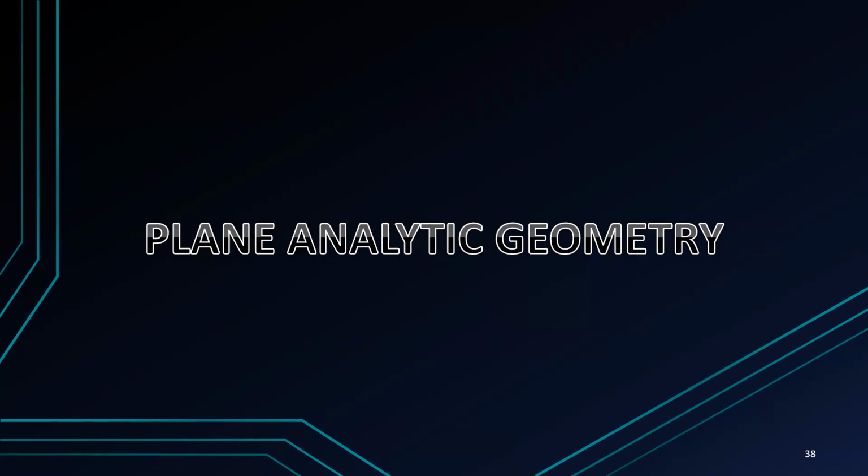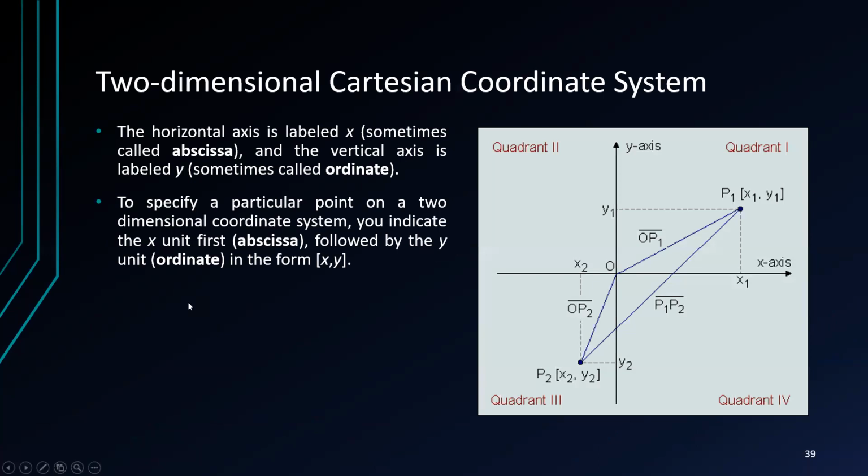So plane analytic geometry. Una natin yung two-dimensional Cartesian coordinate system. The horizontal axis is labeled as X, sometimes called abscissa. The vertical axis is labeled Y, coordinate.